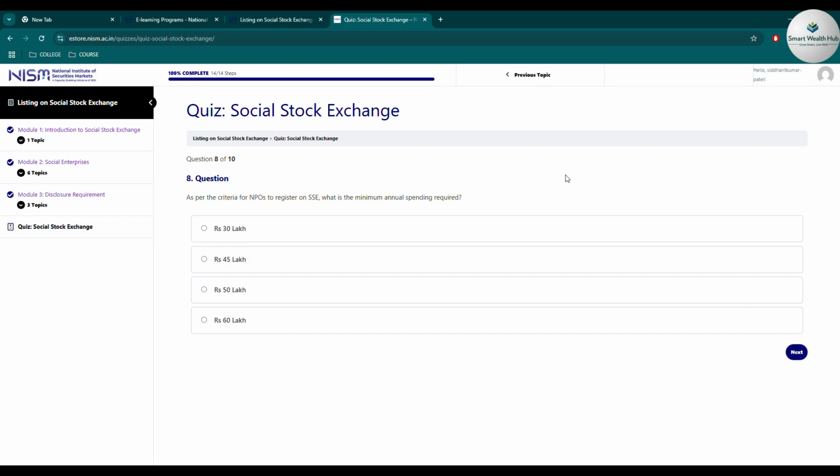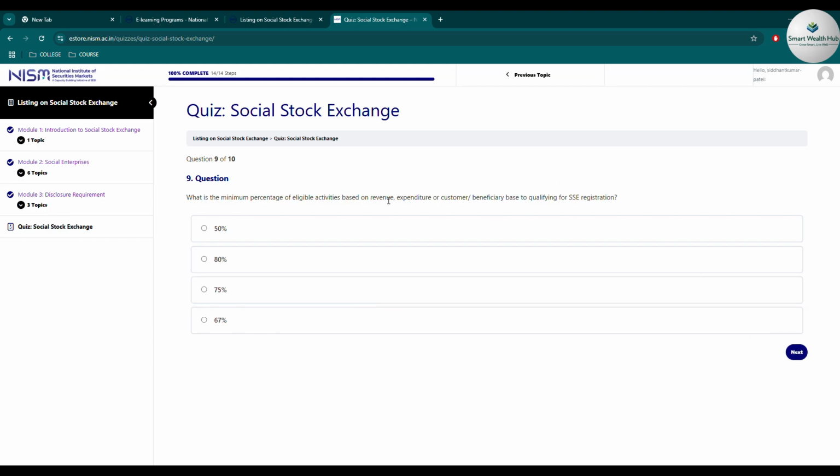As per the criteria of NPOs to register on SSE, what is the minimum annual spending required? Option A 30 lakh, option B 45 lakhs, option C 50 lakh, option D 60 lakh. So the right answer is 50 lakh.